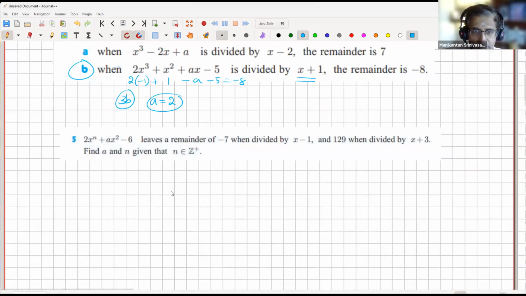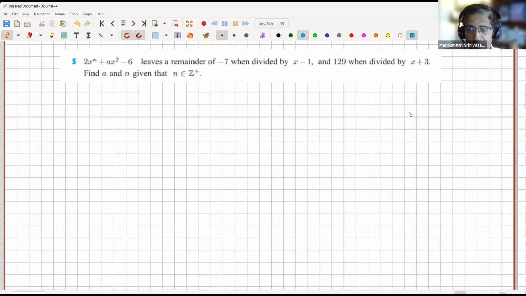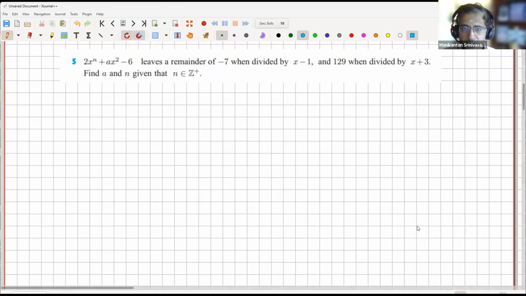Okay, can we do this one? Z plus, you understand, right? Z plus is positive integers. Z is integers. Z plus is positive integers.